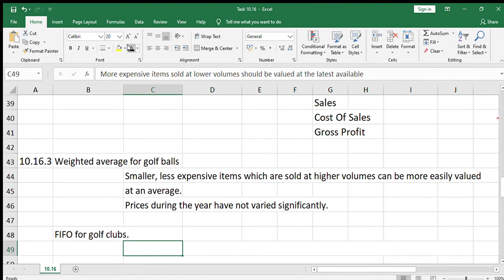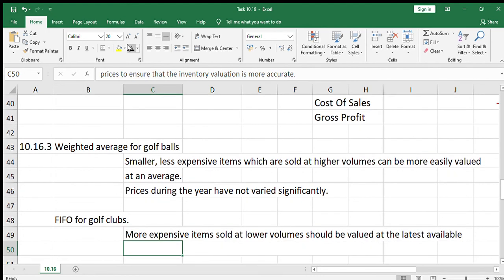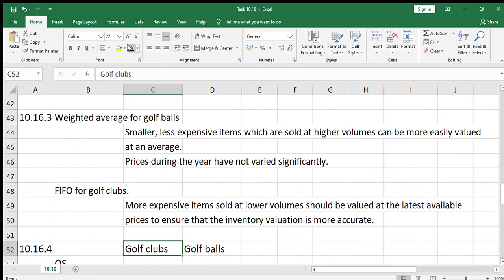For golf clubs, these are more expensive items sold at lower volumes and should be valued at the latest prices to ensure that the inventory valuation is more accurate.